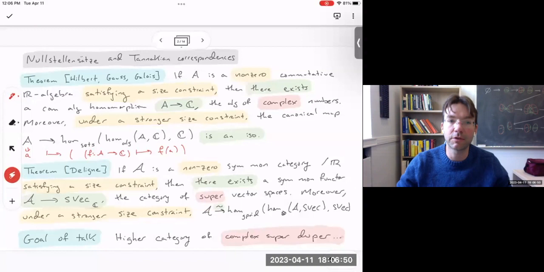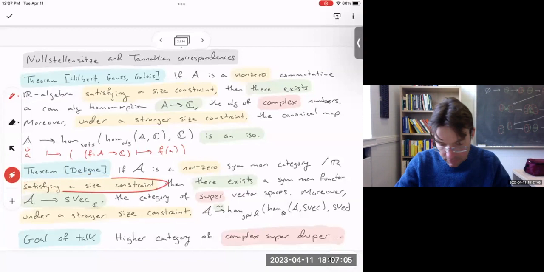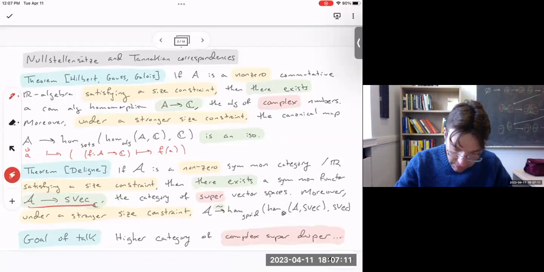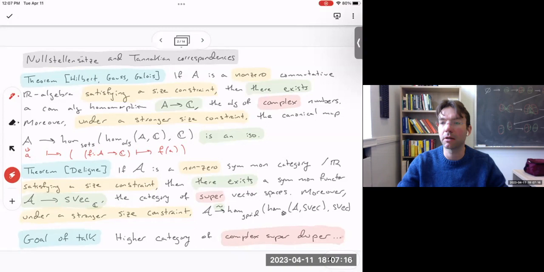He proved it for symmetric monoidal categories. So I'll just repeat the statement. He said that if you have any symmetric monoidal category over the real numbers, which isn't zero and satisfies a size constraint, then there's always a homomorphism from A to super vector spaces. You can't necessarily get down to vector spaces over the complex numbers, but you can get to super vector spaces. Super vector spaces is like a Z2 extension of vector spaces, in the same way that the complex numbers is a Z2 extension of the real numbers.